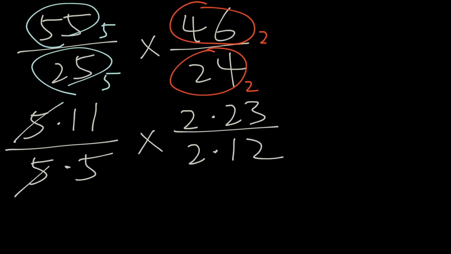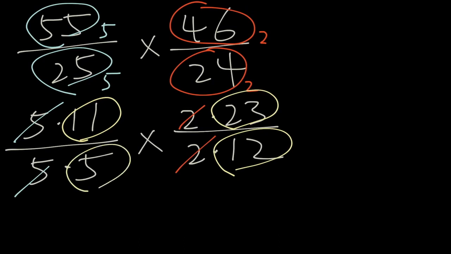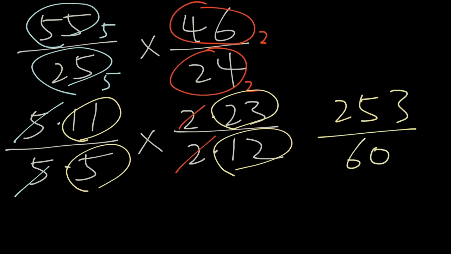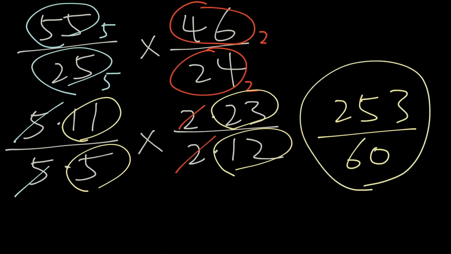Okay, so we can cross out the 5, cross out the 2, and now we're left with... and by multiplying together, we'll have 253 over 60. Now this can no longer be simplified further, so this would be our final answer.